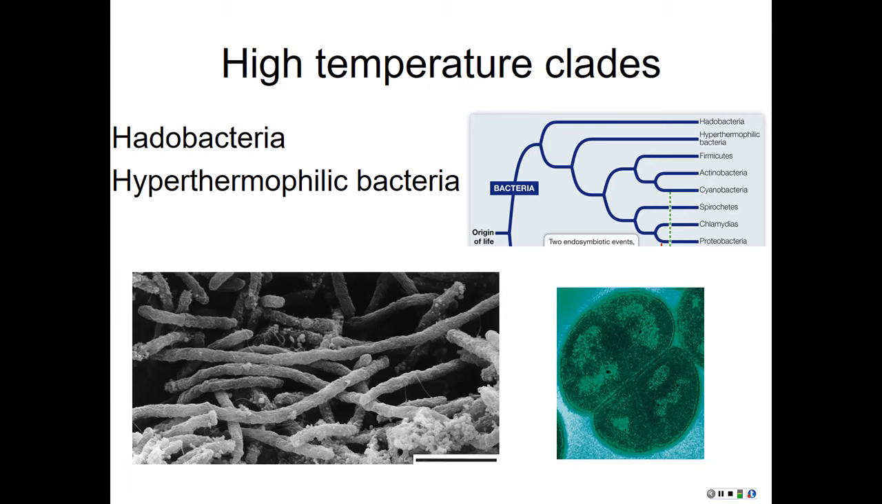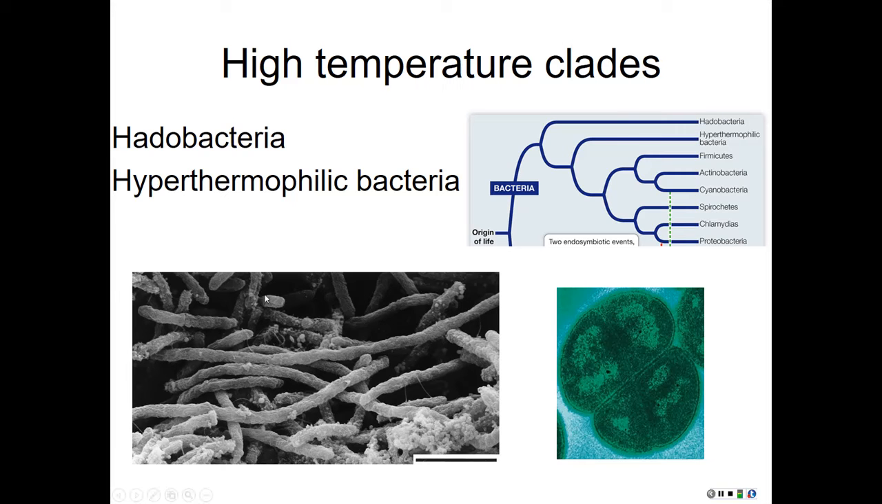So this first slide I have up, I don't know if you can see my arrow here. We've got what we call high temperature clades, the Hadobacteria and the Hyperthermophilic bacteria. Both of these types of bacteria can withstand very high temperatures. So the Hadobacteria are thermophiles. Whenever you see that, that means love, so they love high heat. They can withstand extremely high temperatures approaching boiling point. There are some members in this clade, and here's an example of one, that can actually withstand atomic radiation and even degrade nuclear waste. So they're very tough little critters.